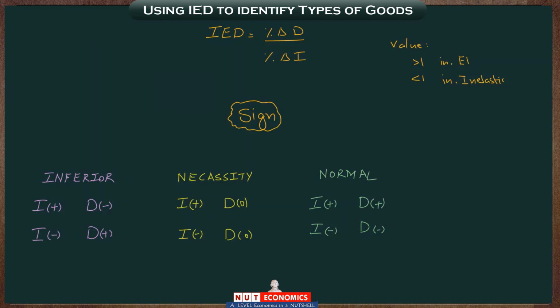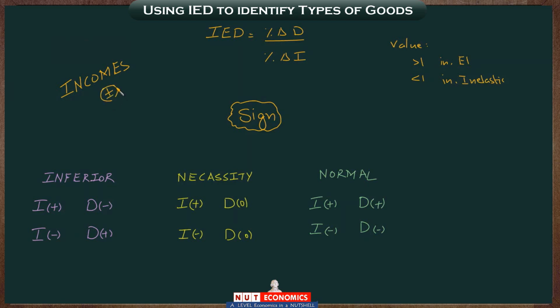Now, how does this all fit in with the concept, the idea of income elasticity of demand, and what I told you about the sign that it is very, very important? Now, to see that, just assume that the incomes of the consumers increase.